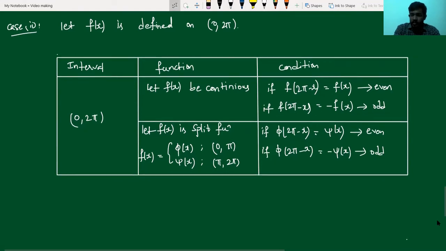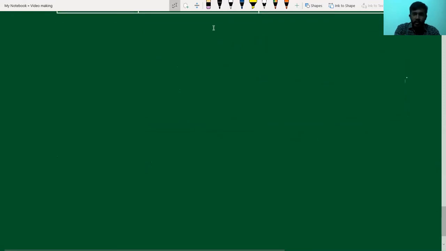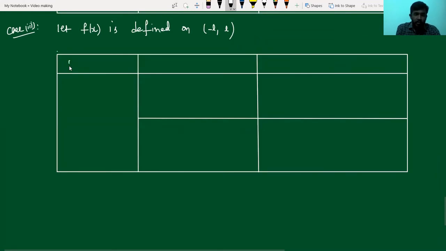Now we take the third case. Case 3: let the function f of x be defined on the interval minus L to plus L. If this is the case, then again we take the columns: interval, function, and the conditions to test the odd and even nature.